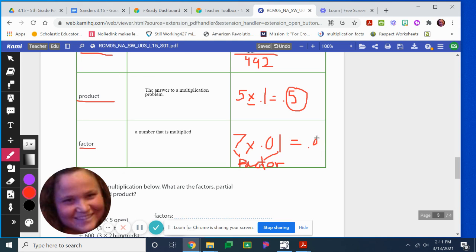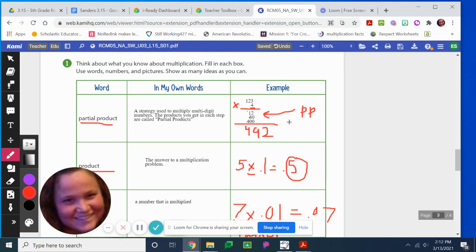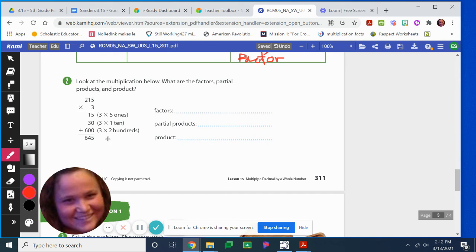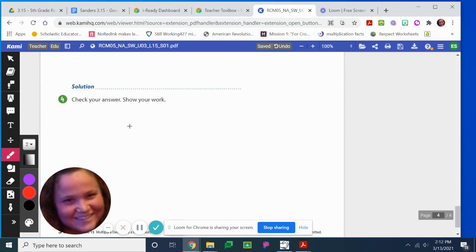be 7 hundredths. All right, boys and girls, so you guys are going to, it says look at the multiplication below. What are the factors, partial products, and products? So using this information on the top, tell me which numbers are what. Number 2, or 3, it wants you to go ahead and solve the problem. And with 4, it says check your answer.